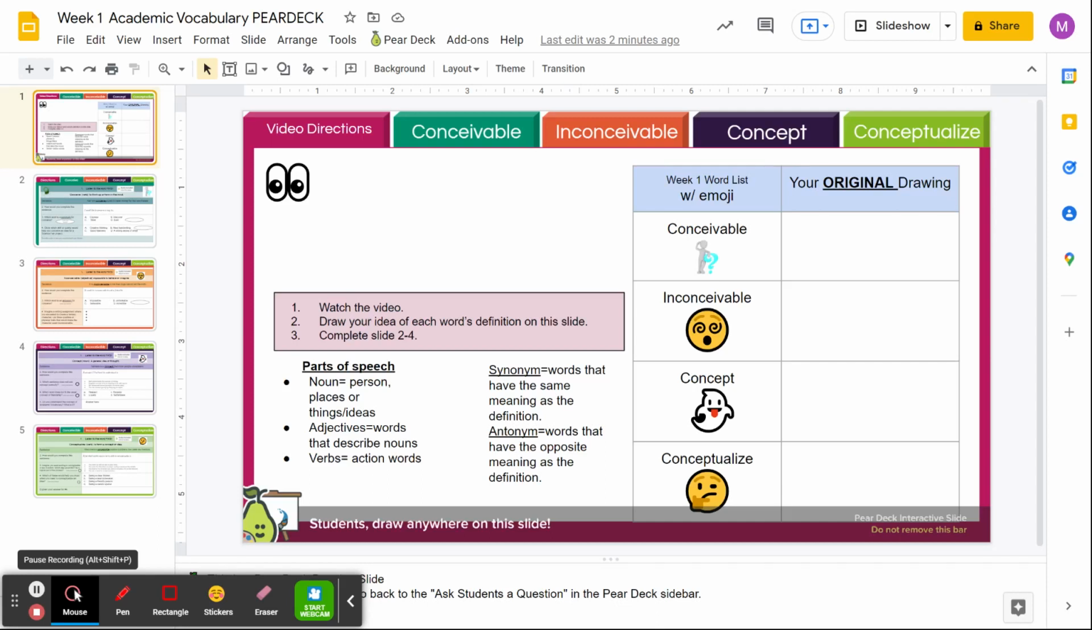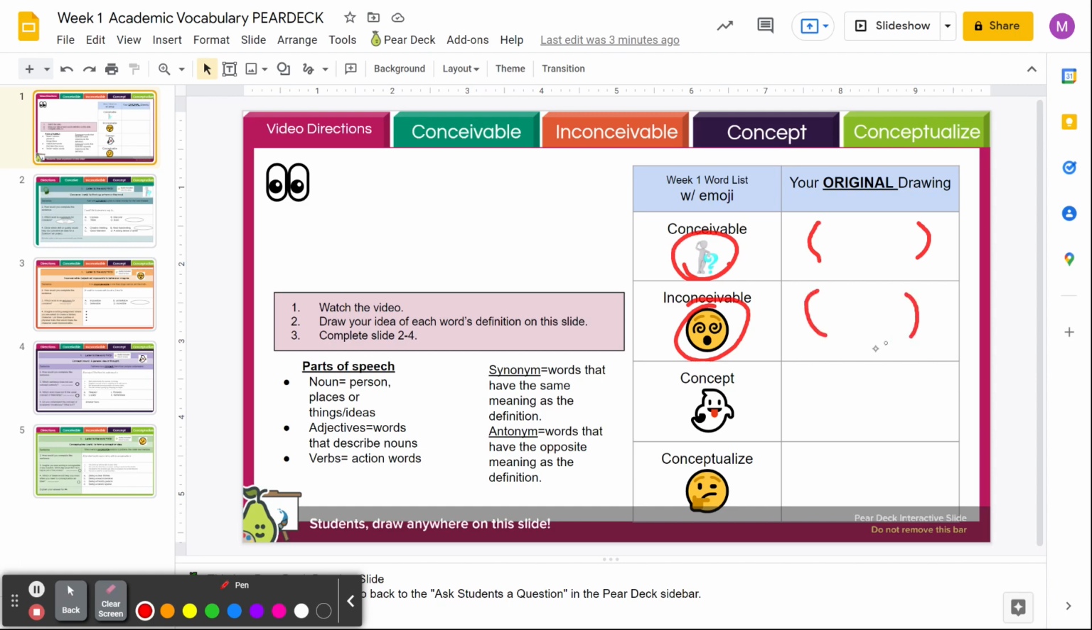You'll notice that throughout each assignment, they are organized in a Pear Deck, which means that each slide is interactive. Let's go through this one by one so that you can see how this will impact your grade, but also influence your learning. For the first slide, see my drawing right here on the left, and then create your own original drawing for each one of the words described.